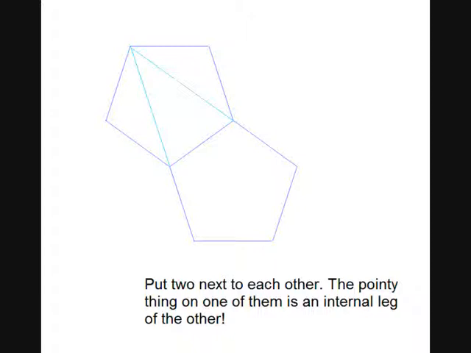Now, if you put two pentagrams next to each other, see the little point coming off it, the light blue lines. The little points coming off of one pentagram stretch across the other pentagram. So the length of the point is the same as the length of the sort of meridian.